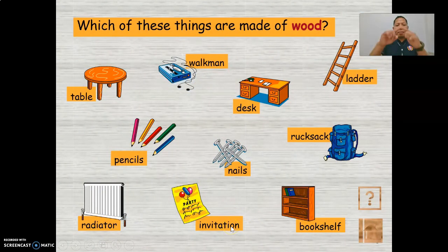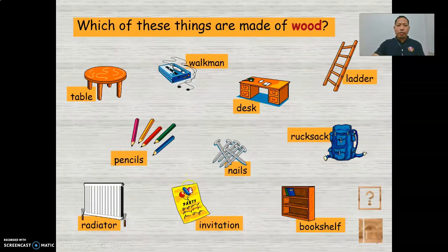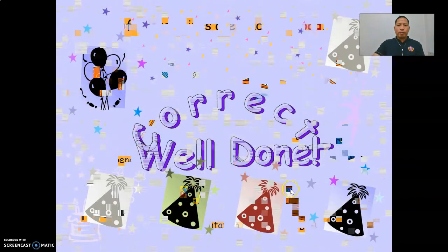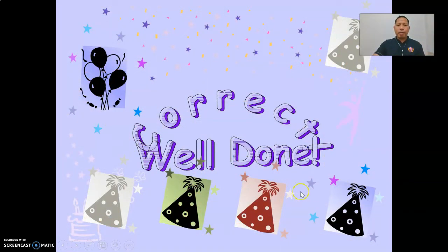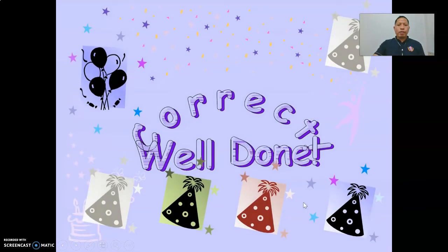Invitation. Invitation is a piece of paper. It's a piece of paper. Is it made of wood? Yes or no? 3, 2, 1, go. Oh, sorry. Again. 3, 2, 1, go. Yes. It's a piece of paper. It's not made of wood. Next, bookshelf. Is it made of wood or not made of wood? 3, 2, 1, go. Good job.